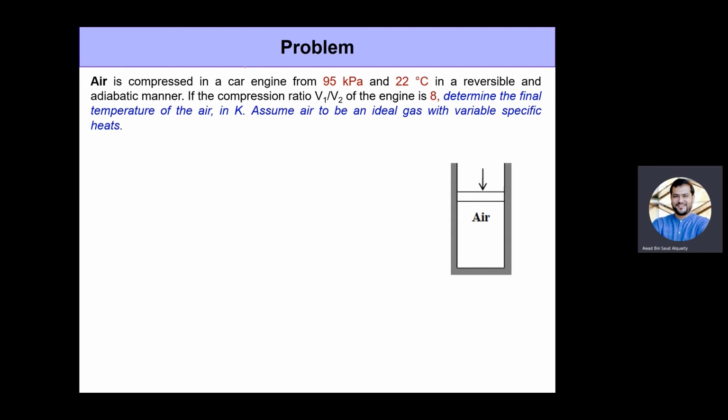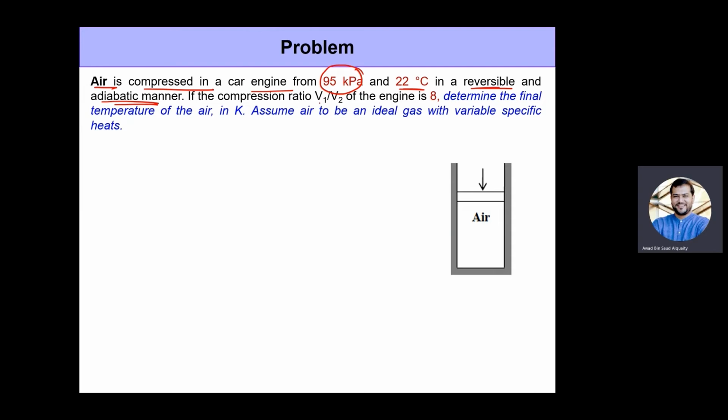All right. So now let's see what we have here. Here we're dealing with air, which is compressed in a car engine from an initial pressure of 95 kilopascal, temperature of 22 degrees Celsius, and it is compressed in a reversible and adiabatic manner. Okay, so whenever you see the words reversible and adiabatic, you should automatically remember that such a process would be an isentropic process, as discussed in the class yesterday.